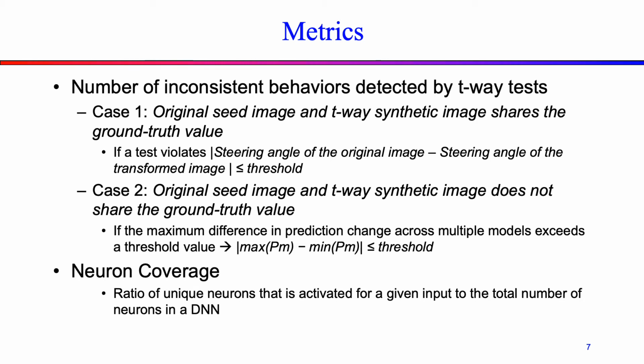In addition to this, we use neuron coverage to measure the effectiveness of our approach. The notion of neuron coverage is defined as the ratio of unique neurons that are activated for a given input to the total number of neurons in a DNN.